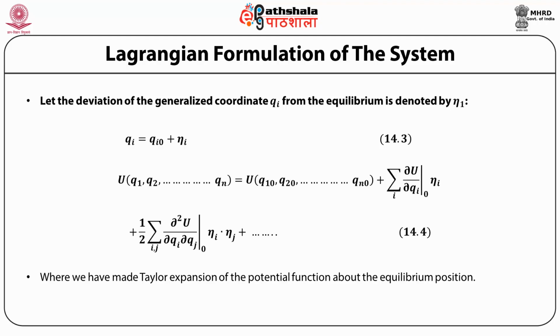The second term involves the derivative of the potential energy with respect to the generalized coordinates evaluated at the equilibrium position, into the departure from the equilibrium, and the third term is a second derivative of U evaluated at the equilibrium, multiplied by eta i, eta j. Now, the condition of equilibrium is that the generalized force is 0, which means dU by dq_i at equilibrium is 0. Therefore, the first term is a constant, so the only term that remains is this quadratic term.